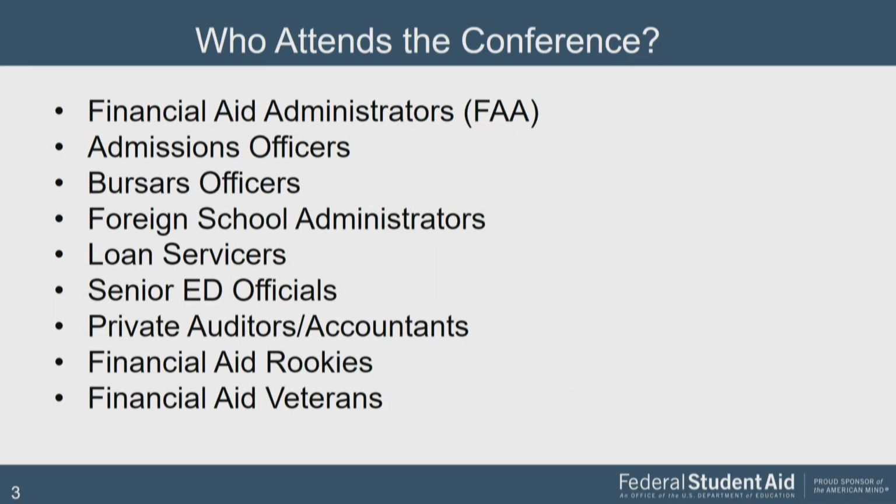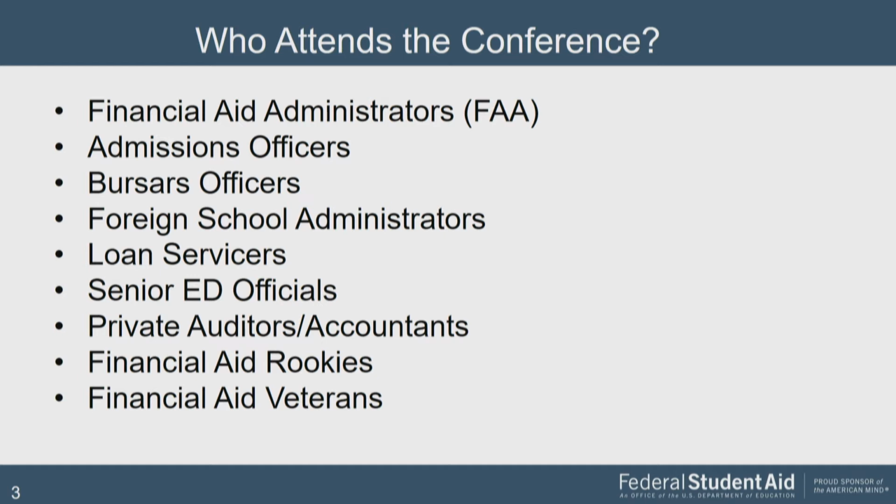Who attends the Federal Student Aid Training Conference? You can see on this list the most common type of attendee is my favorite type of attendee, the financial aid administrator. That's you or most of you in this room. But we not only have financial aid administrators, like financial aid directors, assistant directors, associate directors. You may be a financial aid counselor, some type of advisor. There are different flavors of financial aid administrators, and we're happy that everybody is here.